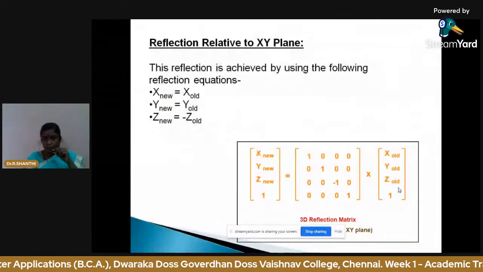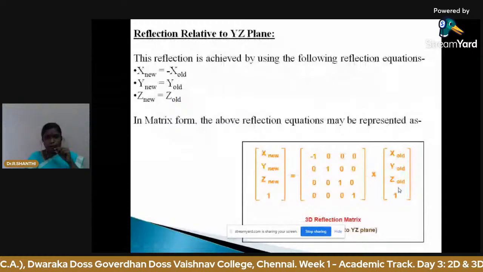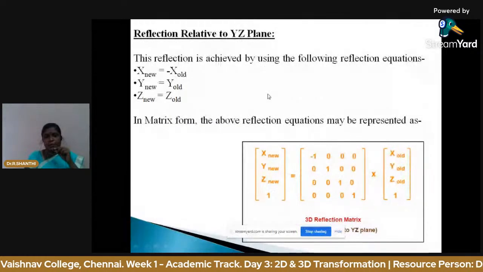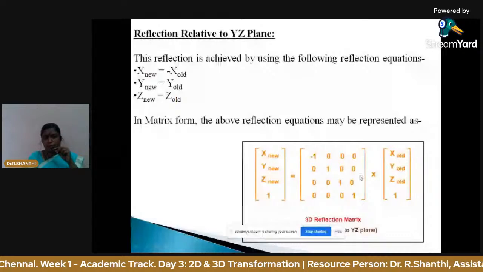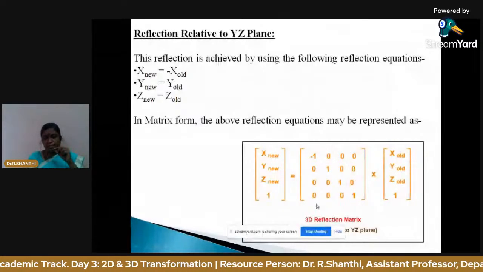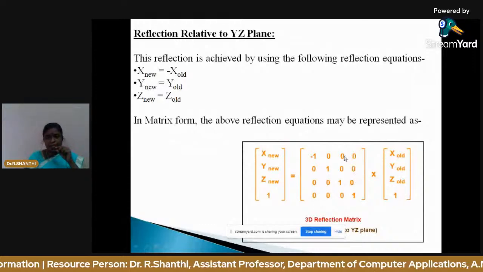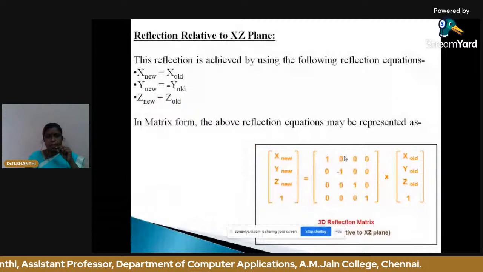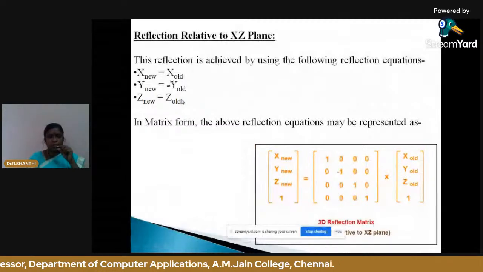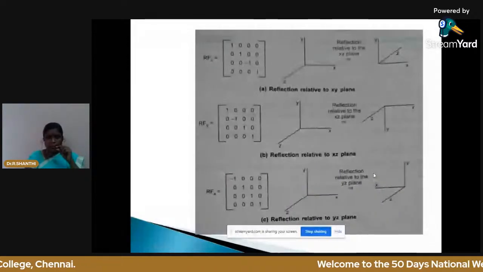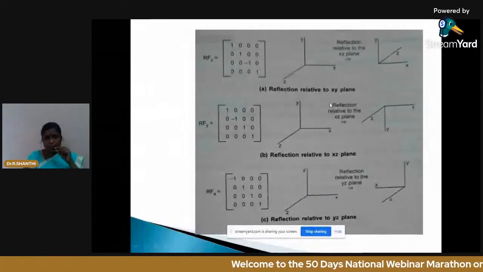When I go for the yz plane, what happens here? Only x takes the negative value. So these two will be the same old value. In the matrix representation, it has the same values, and the last one is the homogeneous matrix, that is 0 0 0 1 in both the row as well as the column. Suppose I go for the xz plane, what happens? Only the y becomes negative, and the others will be positive. It will retain the old value. This is how it gets reflected.